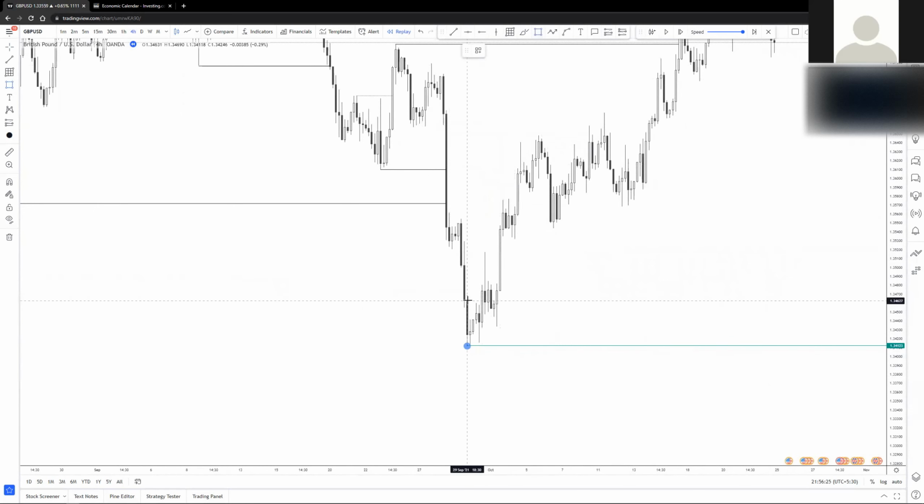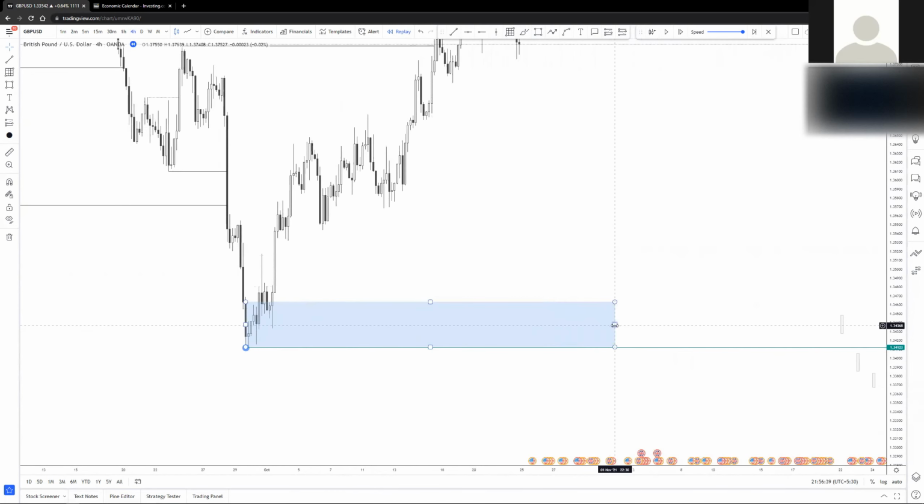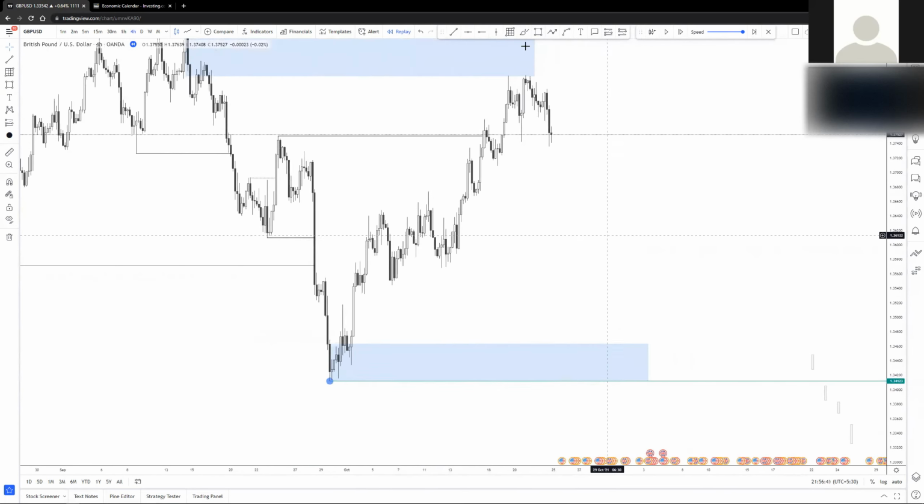So what I'm going to do is mark out my point of interest. I don't care about any of this. I'm marking out this candle, the candle that took out the liquidity, the last push down before the push up. I'm going to have that marked out because just marking it out wouldn't cost you anything, right?